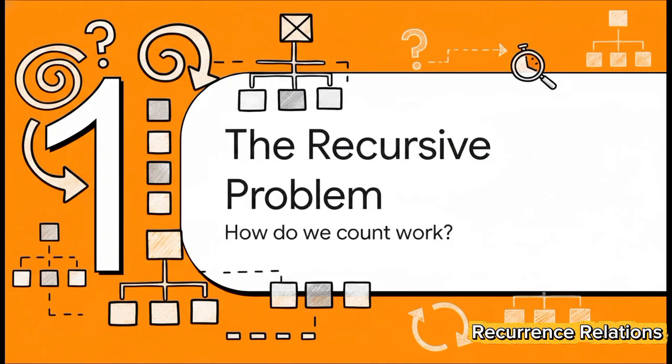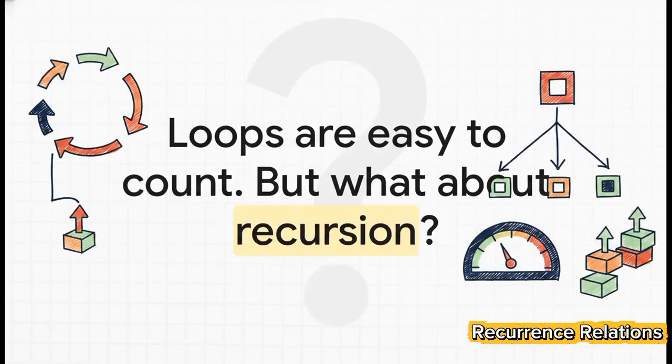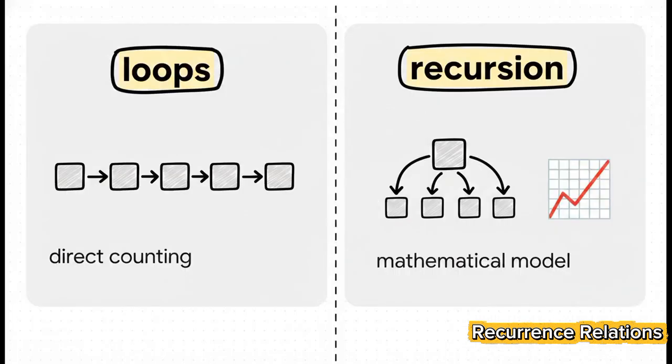We begin with the central question that brings us here today. How on earth do we count the work when a function keeps calling itself over and over? I mean, think about it. We can all count the iterations in a simple for loop. That's child's play. But things become far less obvious when a function calls itself. The work seems to multiply, to branch out, and our simple counting methods just fall apart. And this illustrates the difference perfectly. For loops, it's direct counting. But for recursion, we need something more sophisticated. We need a mathematical model. And that's precisely where recurrence relations come in.